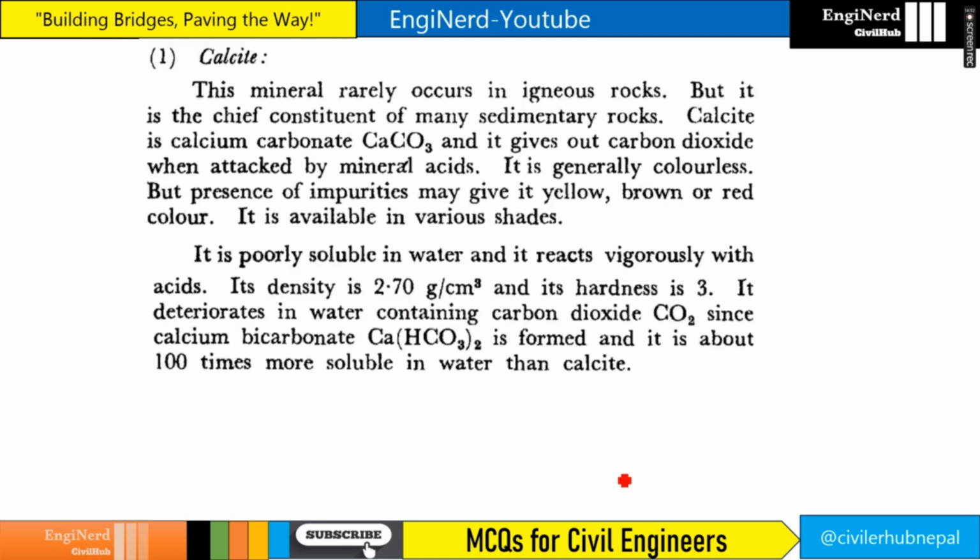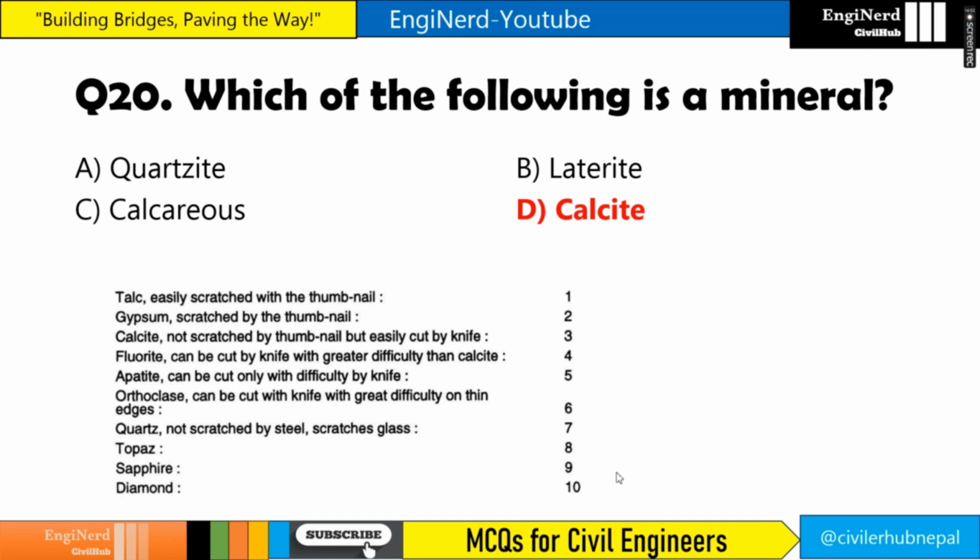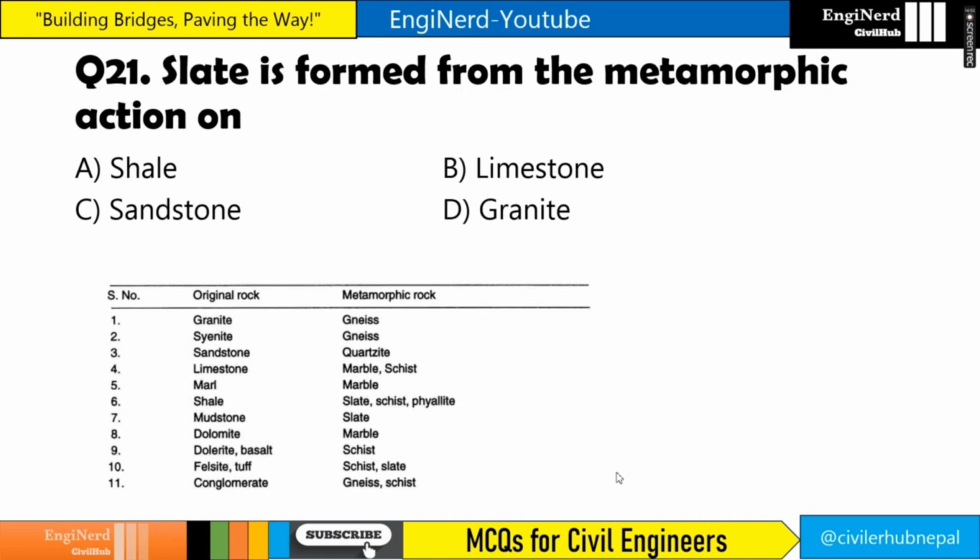Calcite is a mineral, right? And it is basically calcium carbonate. Which of the following is a mineral? So this is the answer. Slate is formed from the metamorphic action on shale, right? Shale to slate.